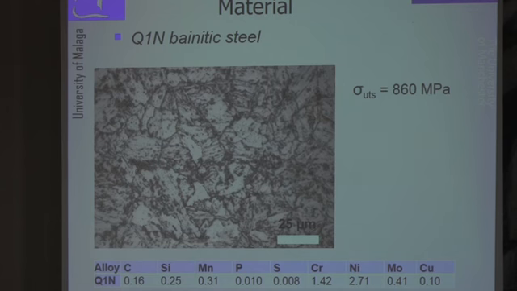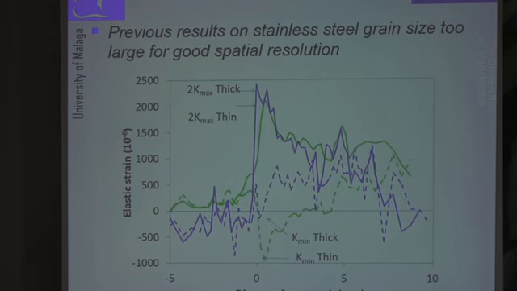In this work, we worked with a bainitic steel, Q1N, that has a relatively fine, small grain, and this is more or less a requirement for this type of experiment, because if we don't have a small grain, we cannot achieve good accuracy for measuring our field.